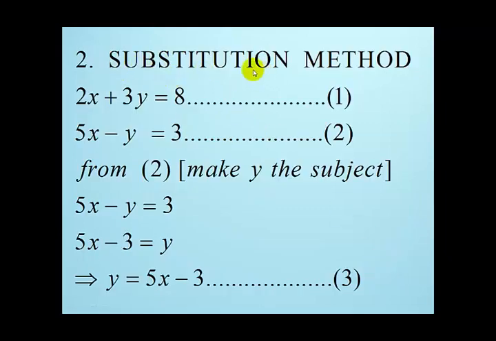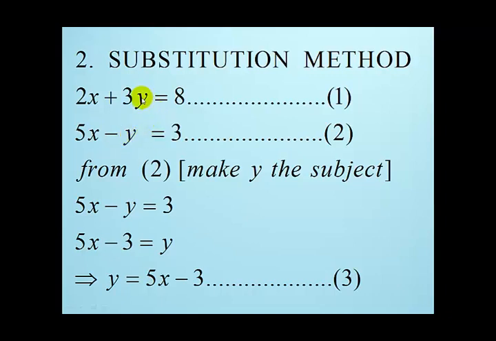Now, we are going to use the substitution method. With the substitution method, we don't eliminate any of the variables. But what we do is we make a variable the subject in any of the equations. Take note, the principle is that when you make a variable the subject from equation 1, whatever you get, you have to substitute it into equation 2. Also, when you make a variable the subject from equation 2, whatever you get should be substituted into equation 1.